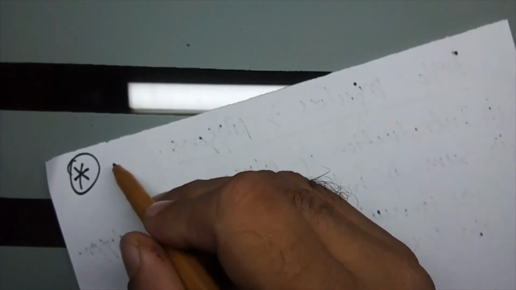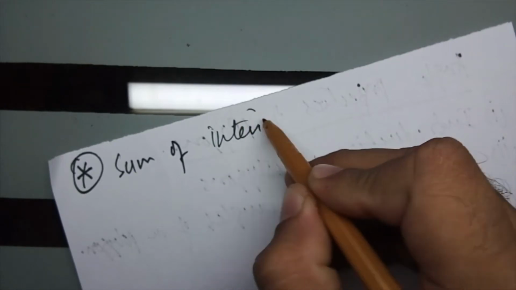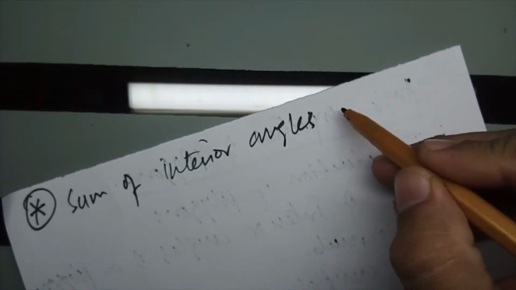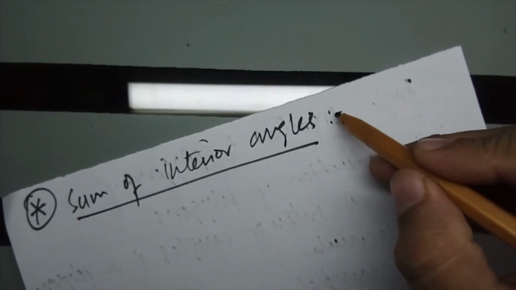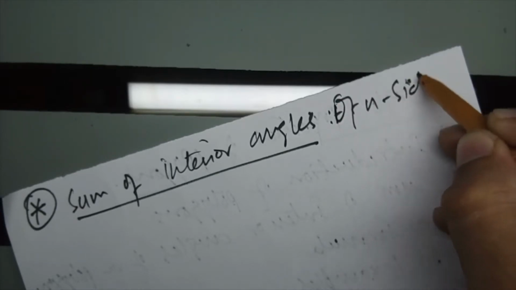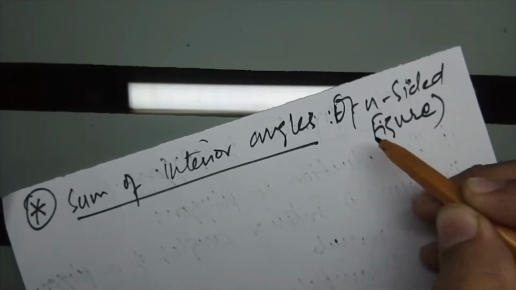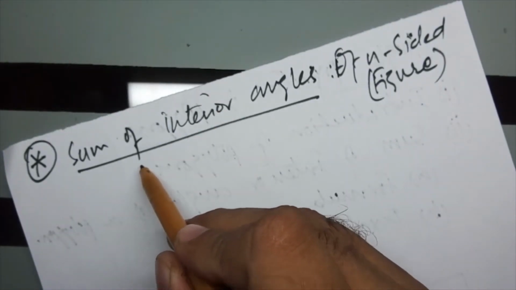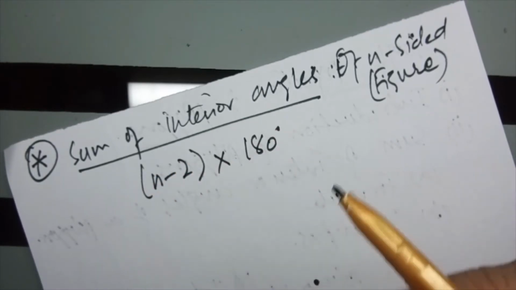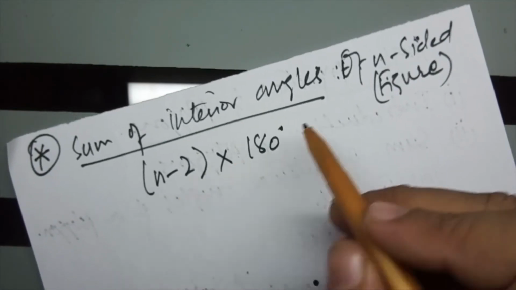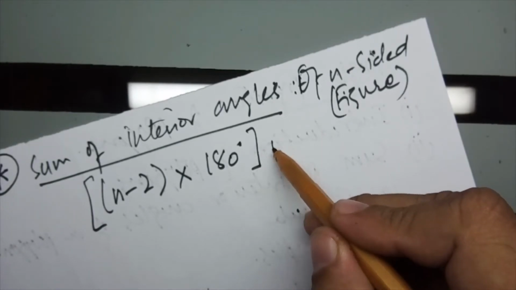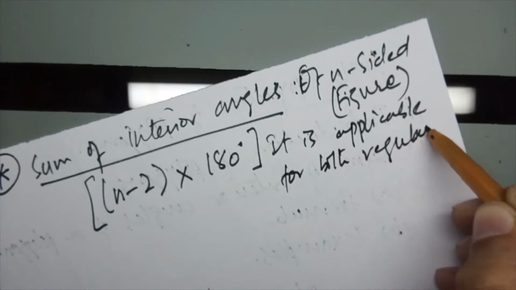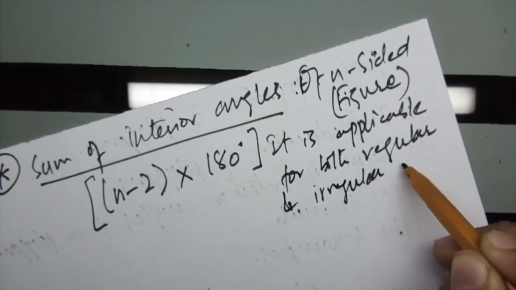And if we want to find out the sum of interior angles, we have a formula of sum of interior angles of n-sided figure. N-sided figure or n-sided polygon means it has 3 sides or more than 3 sides. So we have a formula to calculate the sum of the interior angle, and the formula is (n minus 2) multiplied by 180 degree, right? This formula is applicable for both regular and irregular polygons, right?